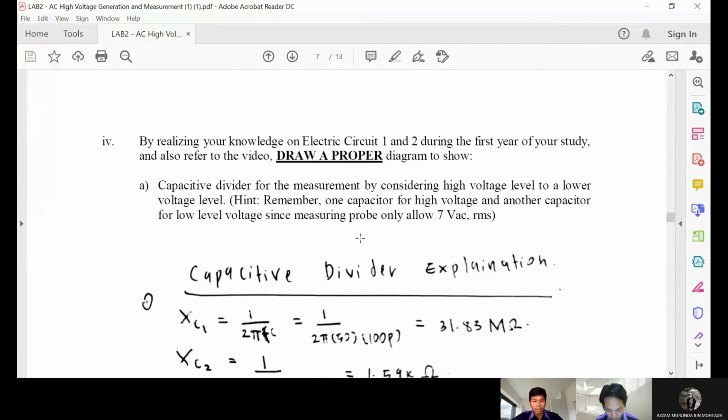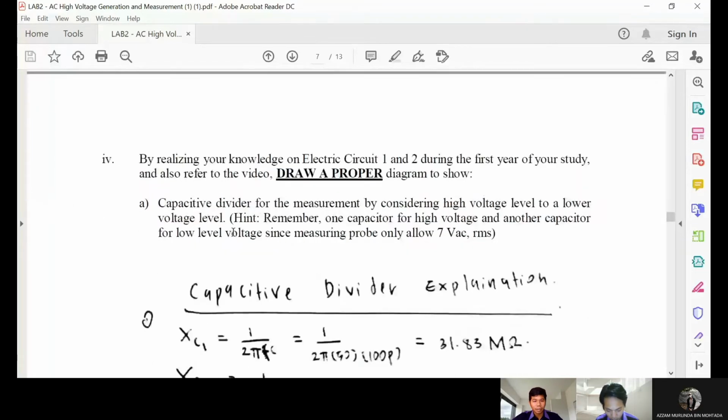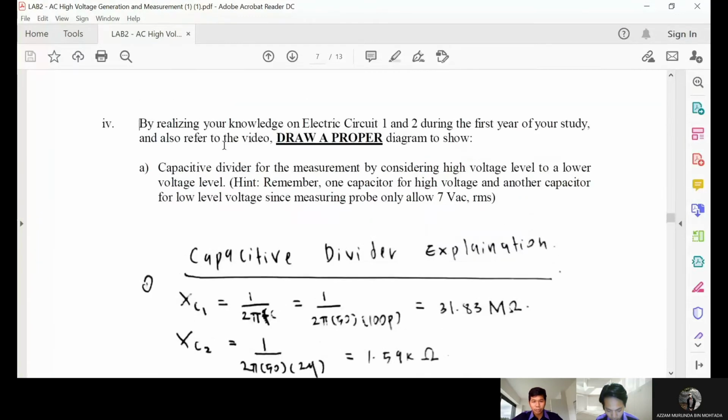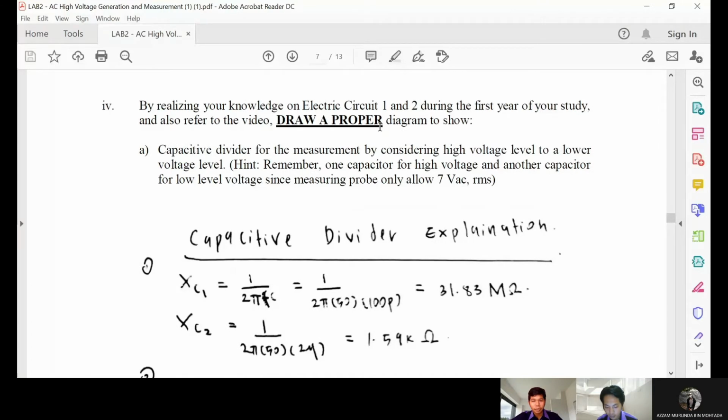And the question 4, Roman A. There is a need to realize your knowledge on electric circuit 1 and 2 during the first year of your study, and also refer to the video. Draw a proper diagram to show it.